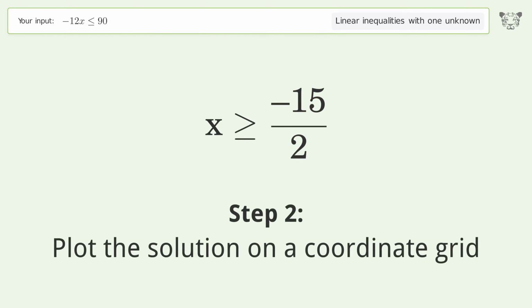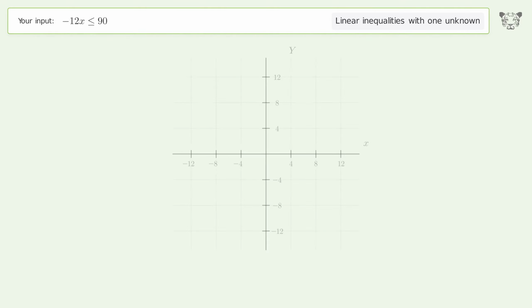Plot the solution on a coordinate grid. And so the final result is x equal or greater than -15/2 equal or greater than -71/2.